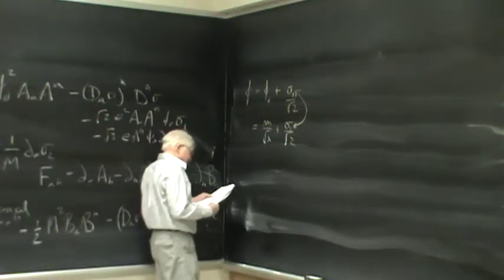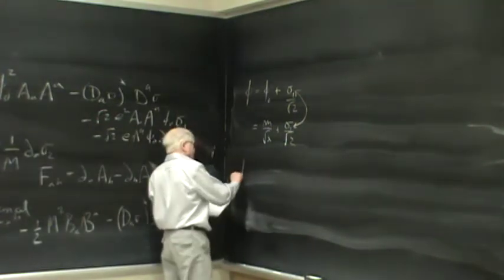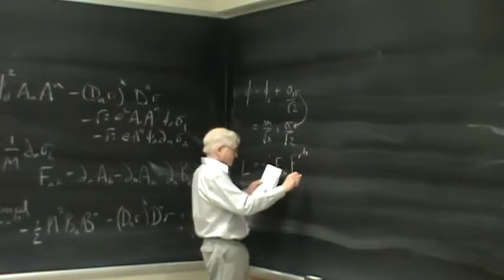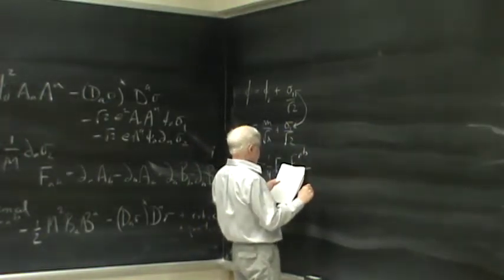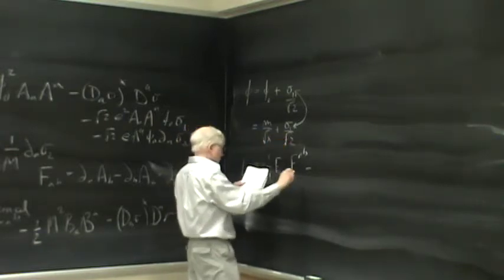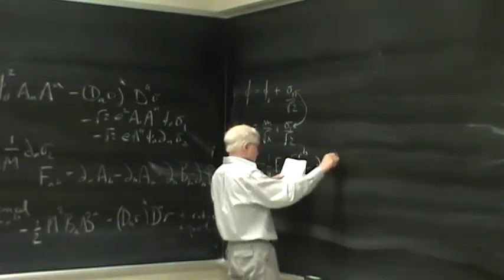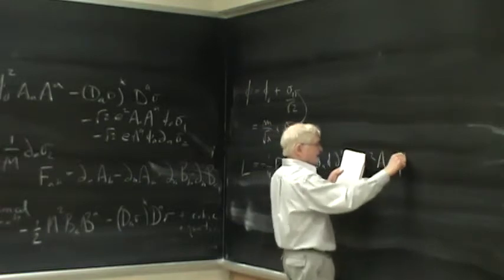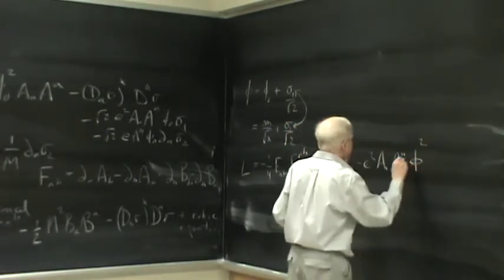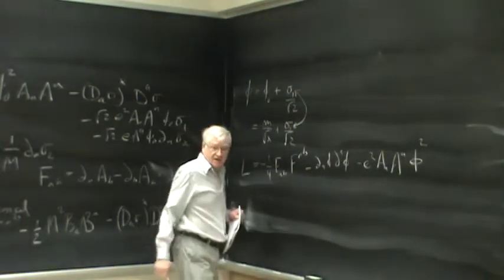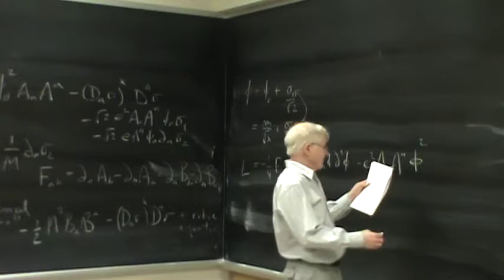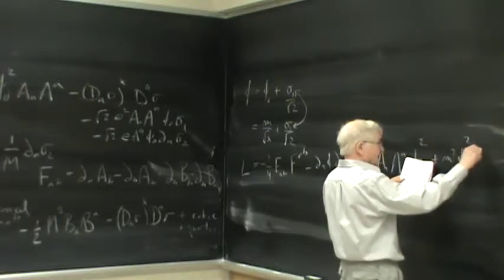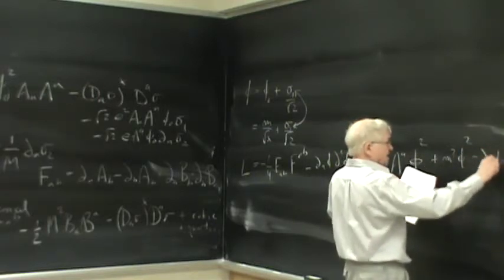And what is the theory? Well, the theory then is minus a quarter FAB squared minus, so phi is equal to this, minus DA phi, it's a real field, minus E squared AA squared phi squared, and of course phi squared has a big M there, so this is a mass term, and M squared phi squared minus lambda over 2 phi to the 4.